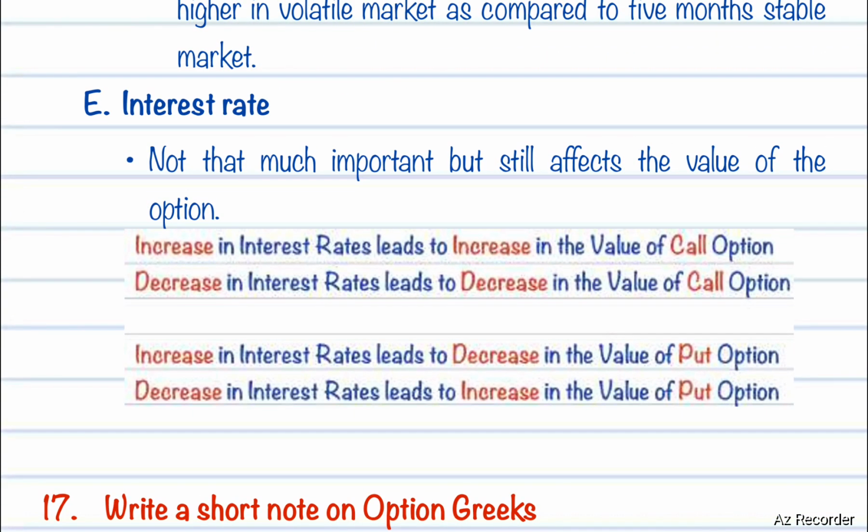Therefore, to summarize, stock price, time, volatility, interest rate are directly proportional to call, and strike price is inversely proportional to call. Strike price, time, volatility are directly proportional to put, and stock price and interest rate are inversely proportional to put. Option Greeks.